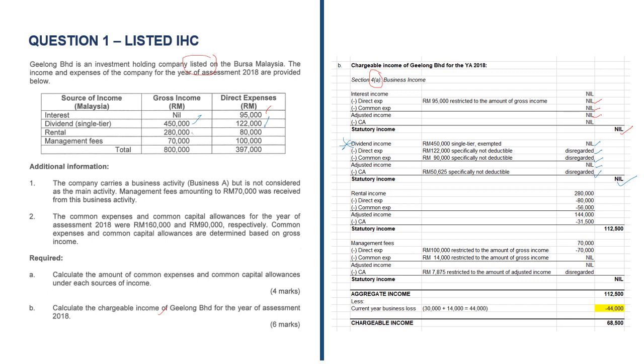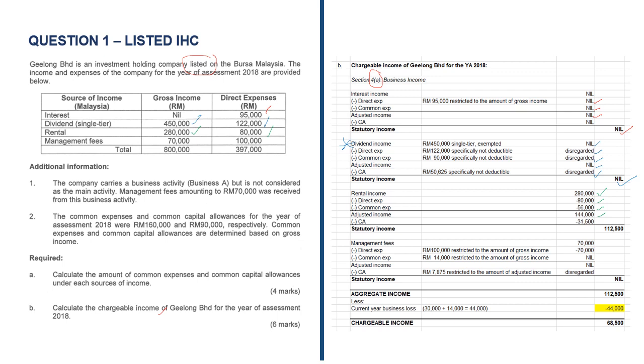This year, Gilong dapat rental RM280,000. So, you masukkan RM280,000. Tolak direct expenses. Direct expenses untuk rental kita ada RM80,000. Tolak RM80,000. Minus common expenses. Previous slide, we have already apportioned common expenses for rental. We have 56,000. Dan kita dapat adjusted income untuk rental sebanyak 144,000.